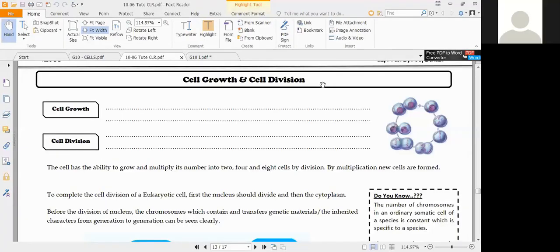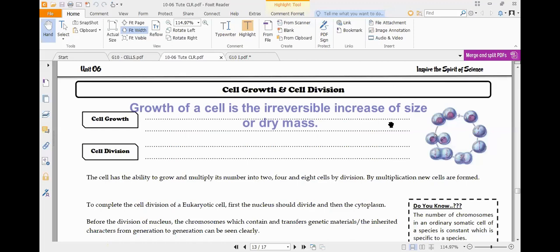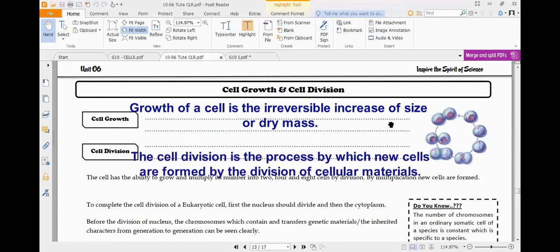is the cell growth and cell division. What is cell growth? Cell growth is the irreversible increase of size, height and dry mass. Cell division is the process of producing new cells by dividing the cellular materials.